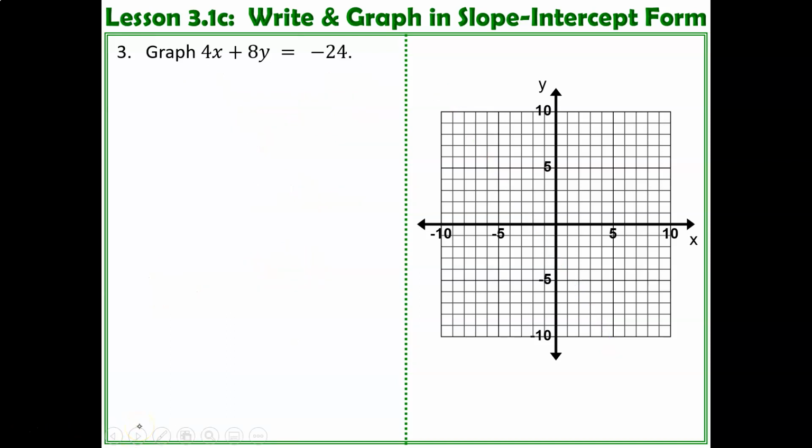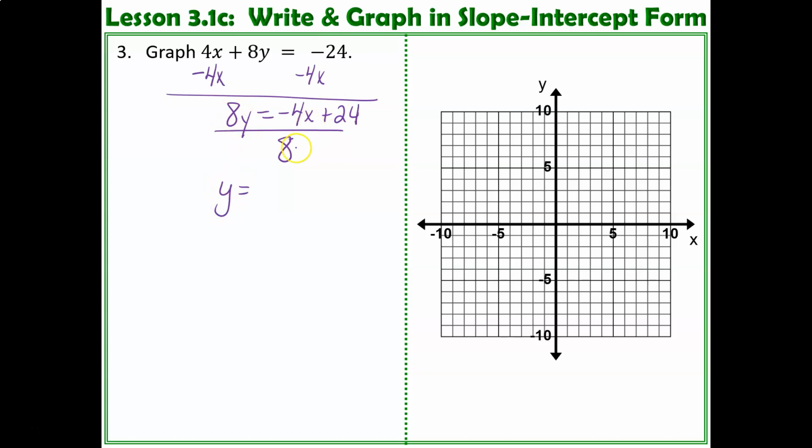All right, number 3. Let's see. Let's get y alone. So I'm going to subtract that 4x so it goes over to the other side. So I have 8y equals -4x plus 24. Now I'm going to divide everything by 8. So I have y alone, and -4 divided by 8, let's just reduce that. So that becomes -1/2 x, and 24 divided by 8 is 3. Now that's in slope-intercept form, so we can graph.